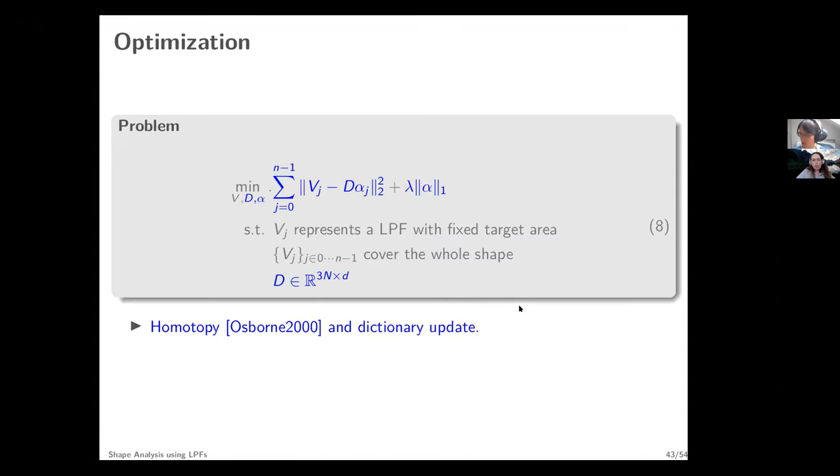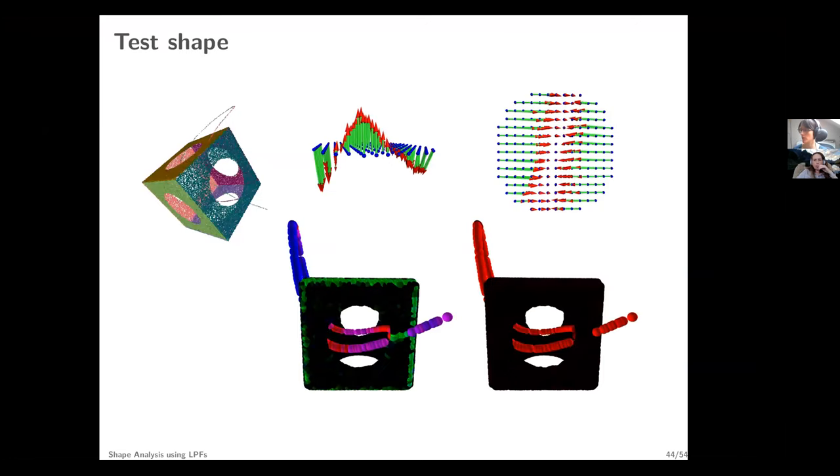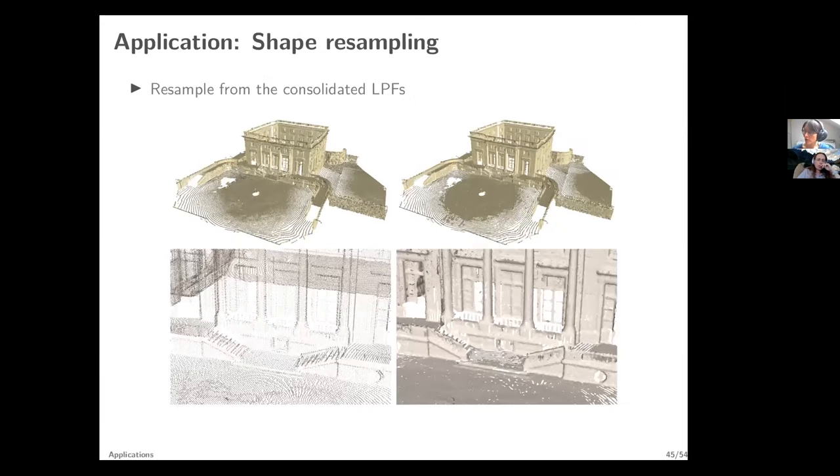So let's skip the optimization and look at what we get out of this analysis. We have a test shape, which is a hollow cube with a line crossing it. And in the dictionary, you can see that you find basically an edge of a cube and also a degenerated local probing field. So a line, basically a line shape, which will be encoding the line itself. And as an application, you can do shape resampling, for example, resampling from the consolidated LPFs. So that gives you this kind of results.